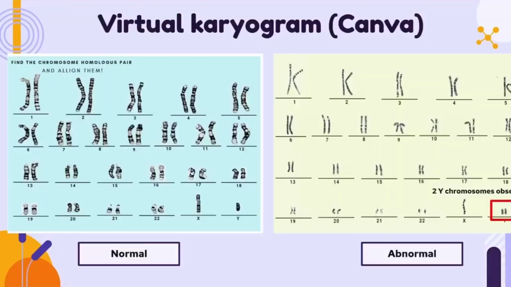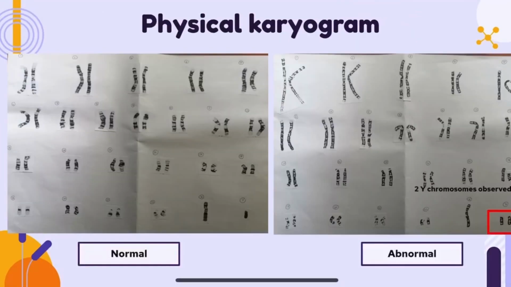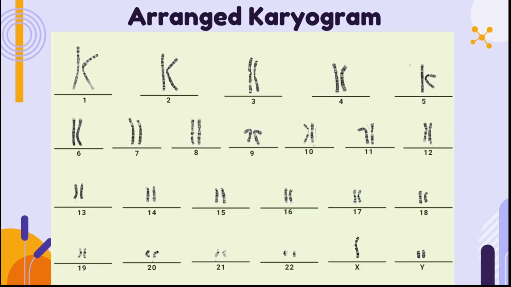This is a virtual karyogram and the picture on the left is a normal one and the picture on the right is the abnormal one. And this is a physical karyogram, the picture on the left is the normal one and the picture on the right is the abnormal one. This is our arranged karyogram and we found an extra Y chromosome which confirmed the diagnosis of Jacob's or XYY syndrome.